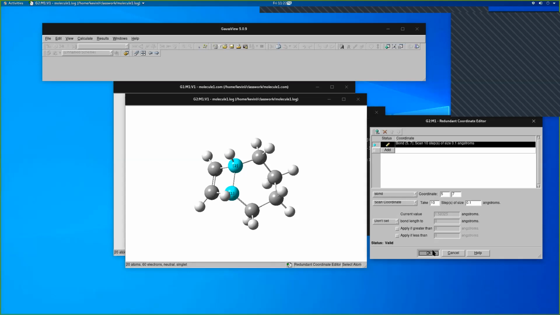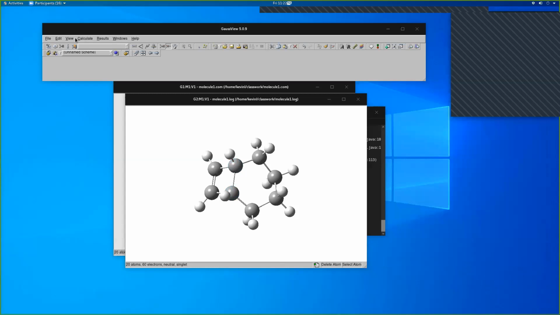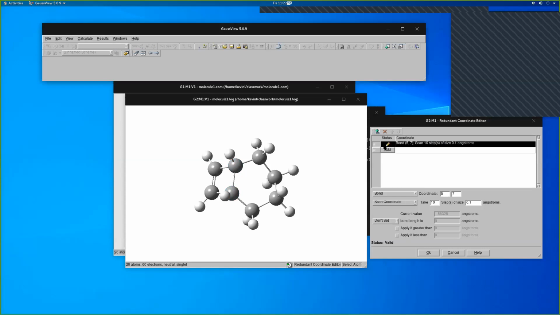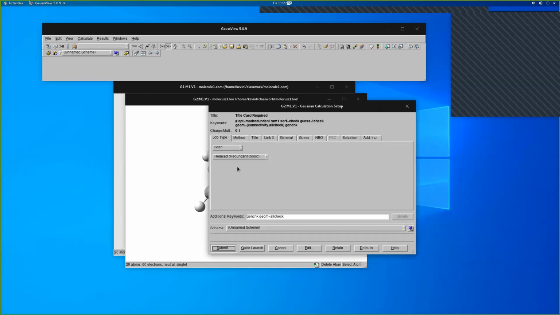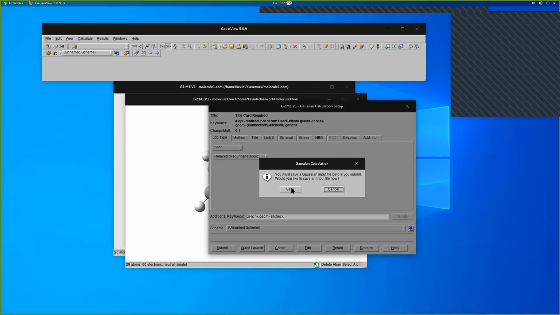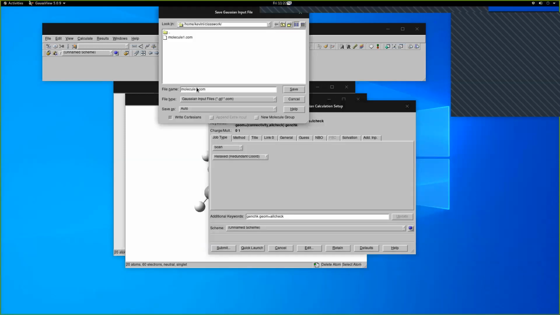So let's try and do that calculation. Let me just check that I've got the redundant coordinates set. Scan 10 steps of size 0.1, that's perfect. And so when I do calculate, Gaussian calculation setup, and here we go. In this case, the job type is I want a relaxed scan. And so let's see what happens. So now I'm trying to scan. Let's see what happens.